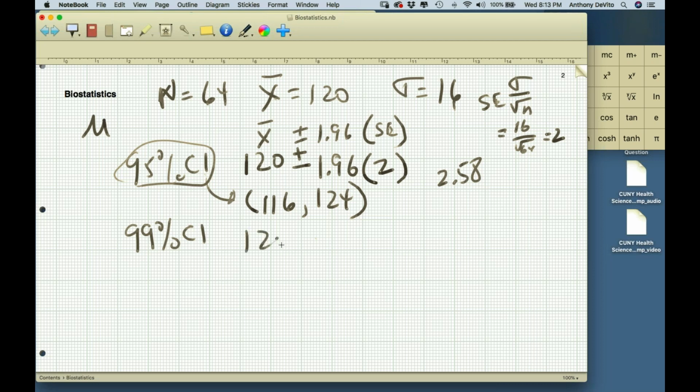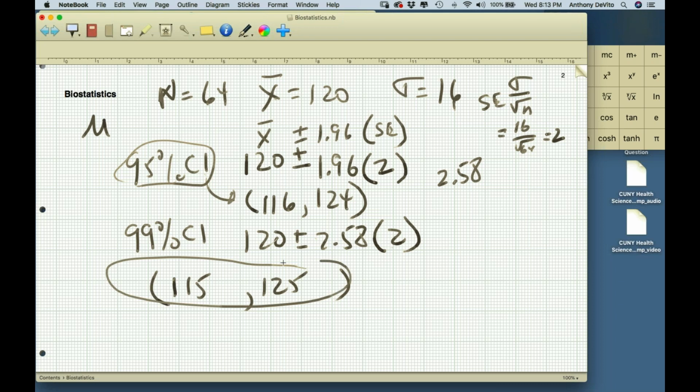So if we do this, 120 plus or minus 2.58 times the standard error, which is 2, right? Then we can calculate a range of numbers. I'm not going to work it out exactly, I'll call it 5. So this is 115 to 125. We're 99% confident the true mean is between 115 and 125.